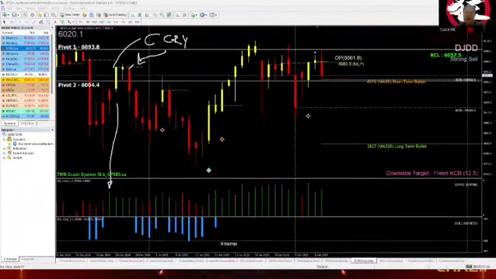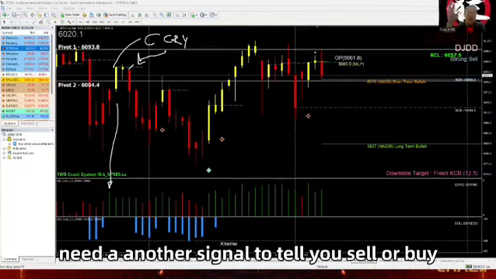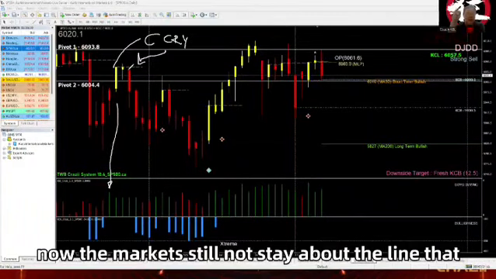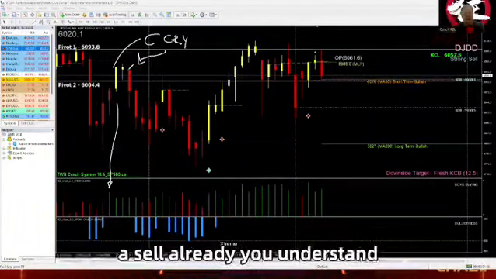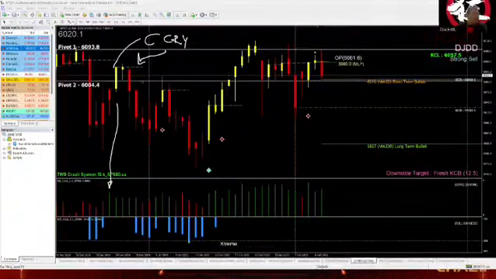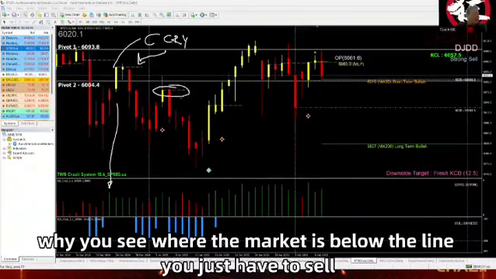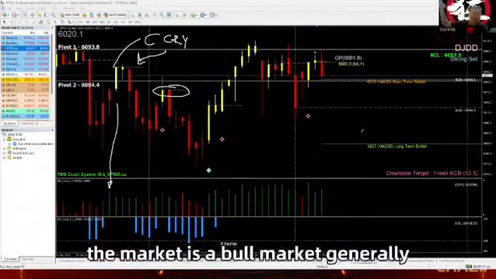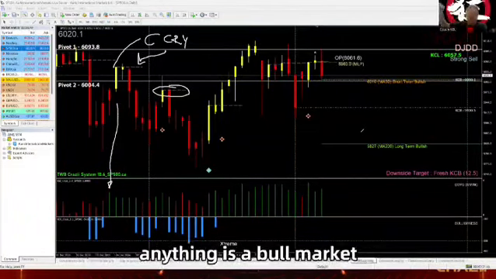So that's why I realized that you don't need another signal to tell you to sell or buy. You use the same signal to tell you what to do, and you focus on the buy side. Now, if the market does not stay above the line, then it's a sell already. You understand? So when the market is below the line, you just have to sell. Don't bother. Yeah? Because generally the market is a bull market. Generally, anything is a bull market.